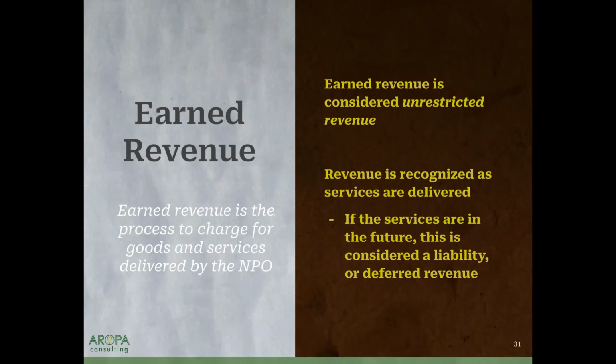So just remember that, if there is an exchange of goods and services, but the services are in the future, that is what's considered deferred revenue. If someone's giving you money for a donation, right, they aren't receiving anything, they are donating money to you, and it is for a particular program in the future, that is considered restricted revenue.